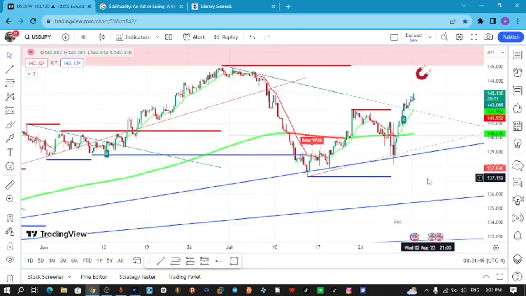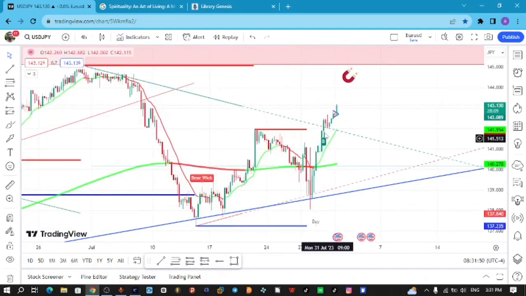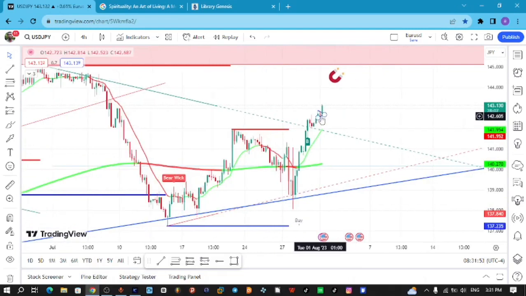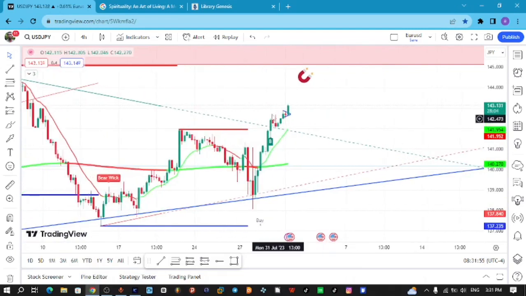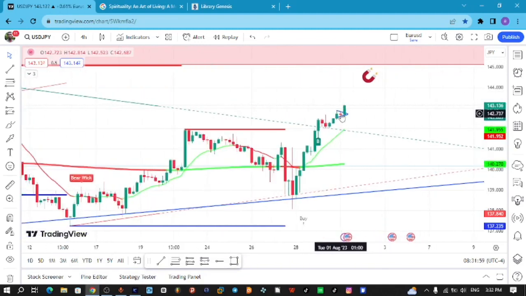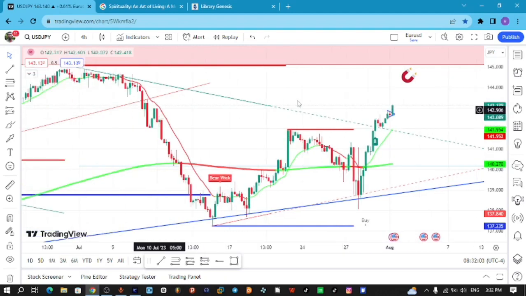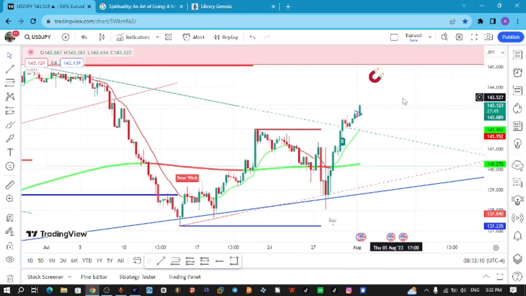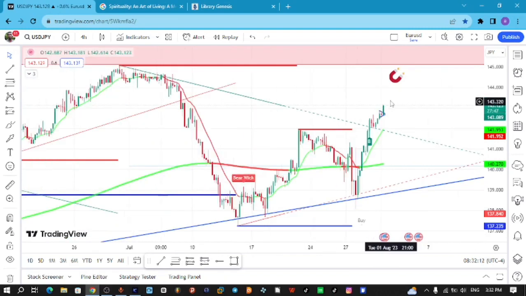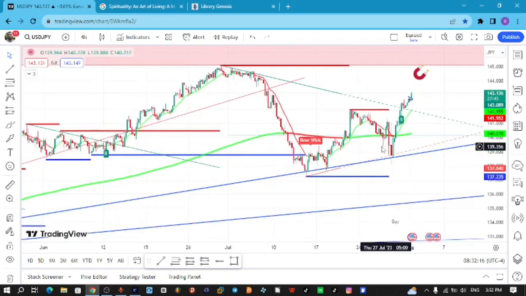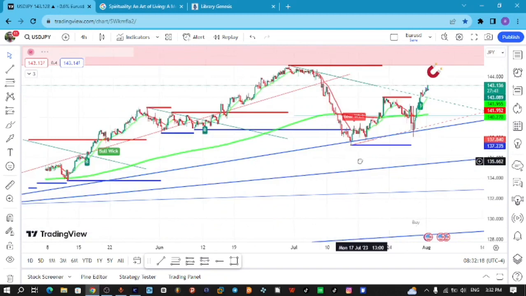Okay, from the 4-hour time frame, you can see that this little spinning top was the consolidation that we saw earlier, so it finally broke it to the upside. So now it's targeting this swing high. After piercing this swing high, I think it might have the power to continue moving up. Okay, that is the scenario.